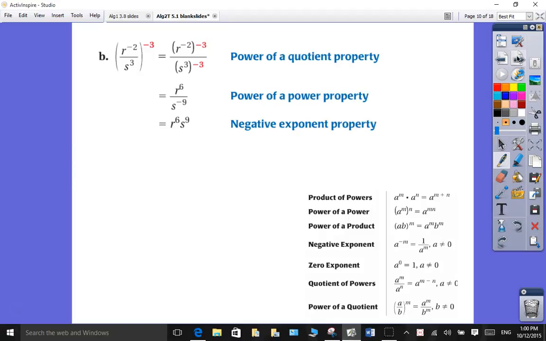Remember when you're doing that, whether you're flipping something to the denominator or to the numerator, that it's only the one thing that has that negative exponent that's being flipped. Don't try to flip anything else. The r doesn't flip, because you're flipping the s to the negative 9 in the numerator, right? You're only flipping that one thing right there.